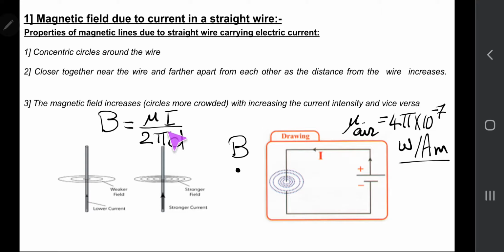Okay? And I is the current passing through the wire. 2 pi, and D is the distance between the point where I calculate the magnetic flux density and the wire. This is D. Okay? So when I need to calculate magnetic flux density, I use this law.